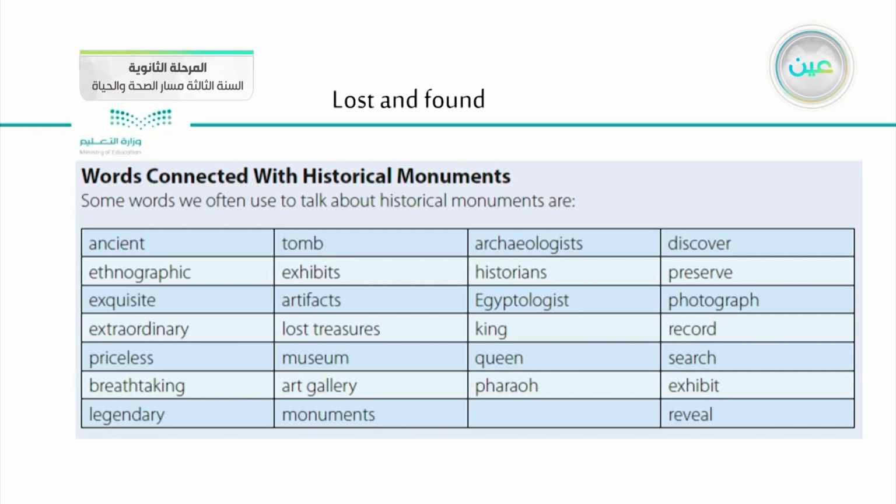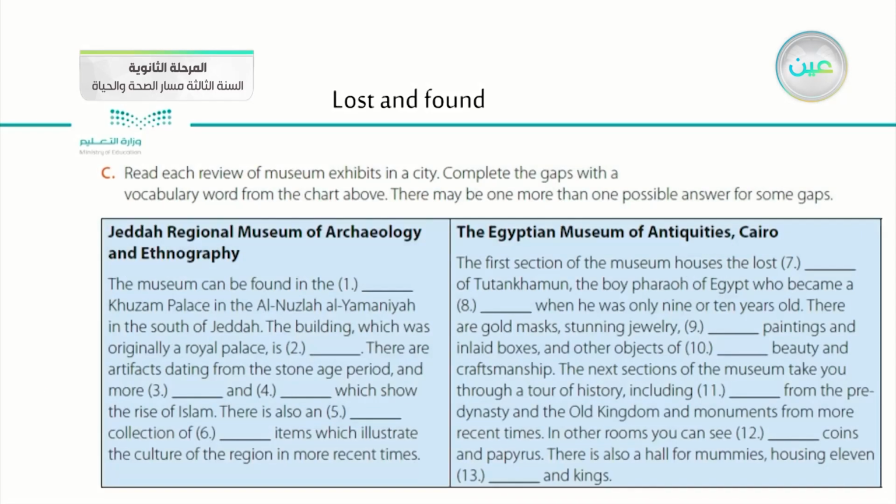After that, we have words connected with historical monuments. We have here a list of words that are related to or often used to talk about historical monuments. We are going to use these words when we talk about these two following texts. In number one, we are going to talk about the Jeddah Regional Museum of Archaeology and Ethnography. The second one, the Egyptian Museum of Antiquities in Cairo.